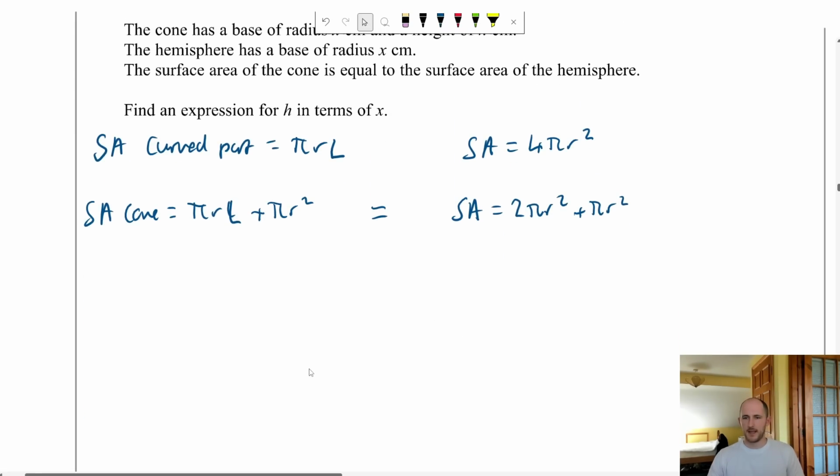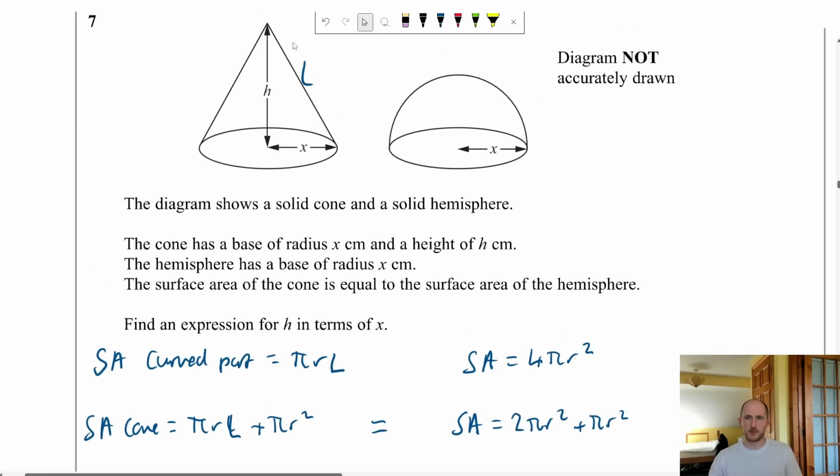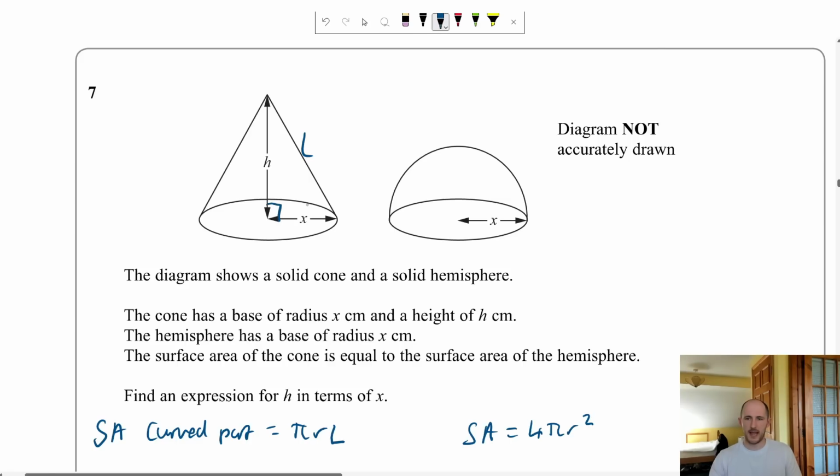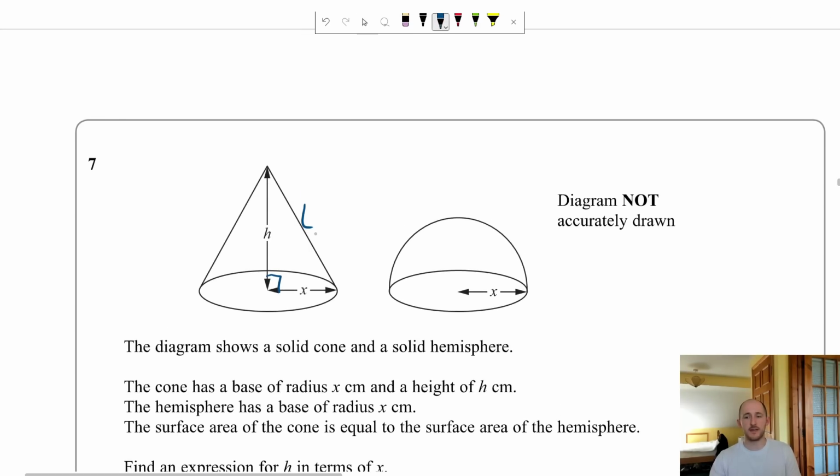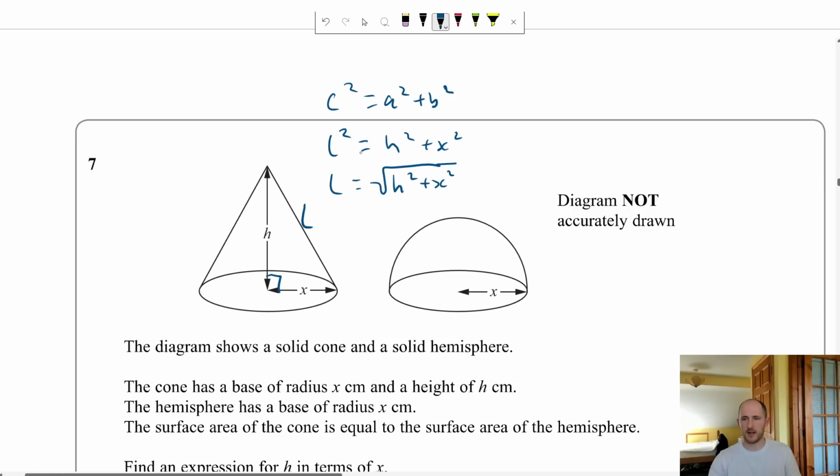So, the other problem I notice is we don't have L. But with a cone, H and X are in right angles. So using Pythagoras, we can say that L squared equals H squared plus X squared. Why? Because Pythagoras' theorem says that A squared plus B squared is C squared. A and B are the short sides, and L is the hypotenuse. So L, in other words, is going to be the square root of H squared plus X squared.